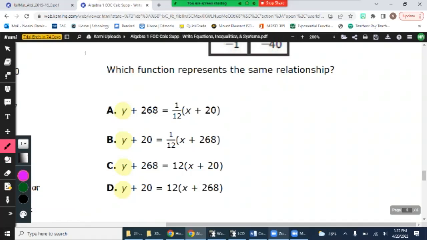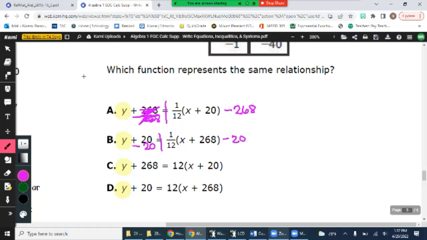How do you get the Y by itself with the first answer choice? Move the plus 268 to the other side by doing what? Subtracting. Opposite of plus is minus, so minus 268. So I'm going to move that minus 268 to the very end. I'm not going to worry about distributing and combining anything like that, because guess what? The calculator will do the work for me. I just need to make sure the Y is by itself. You do the same thing with this 20. It's positive, so I subtract 20, and I'm just going to attach it to the very end.